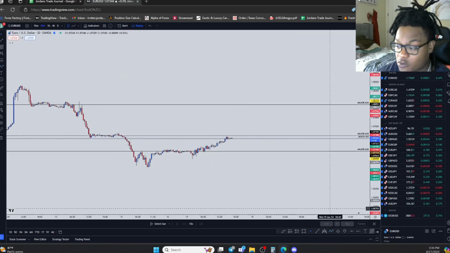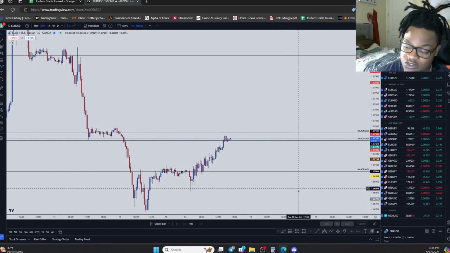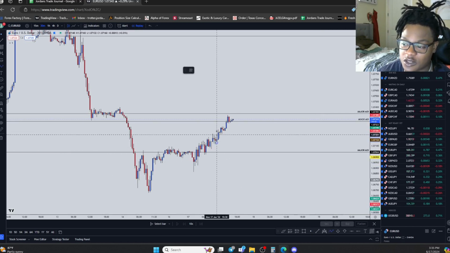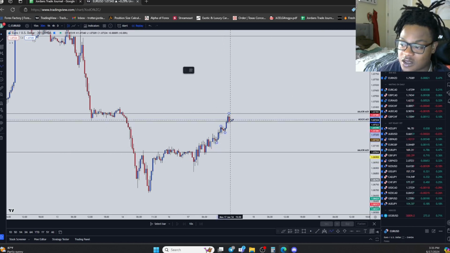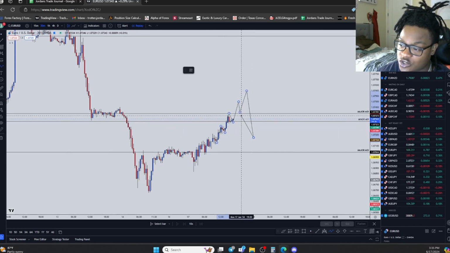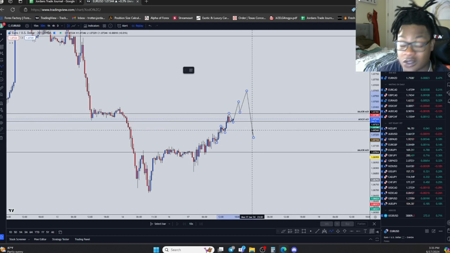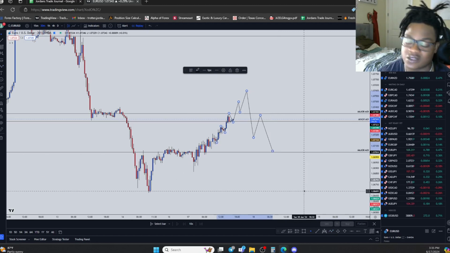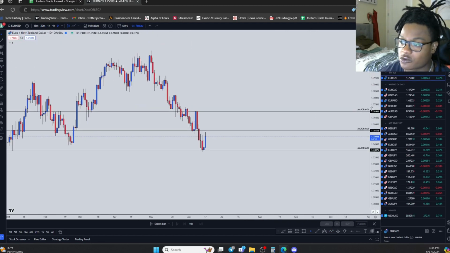I will then be waiting for the switch of structure. As you can see on the lower time frames, I want to see something like this come into play. Boom, boom, boom. We get that break of structure going from this upwards trend, now switching towards this downwards trend. Once we have that, wait for the retest of major zone, find my entry, and ride this towards our next target zone.